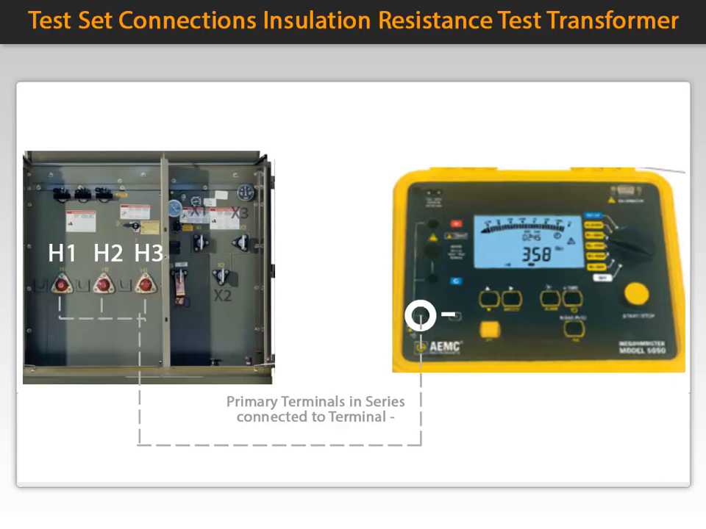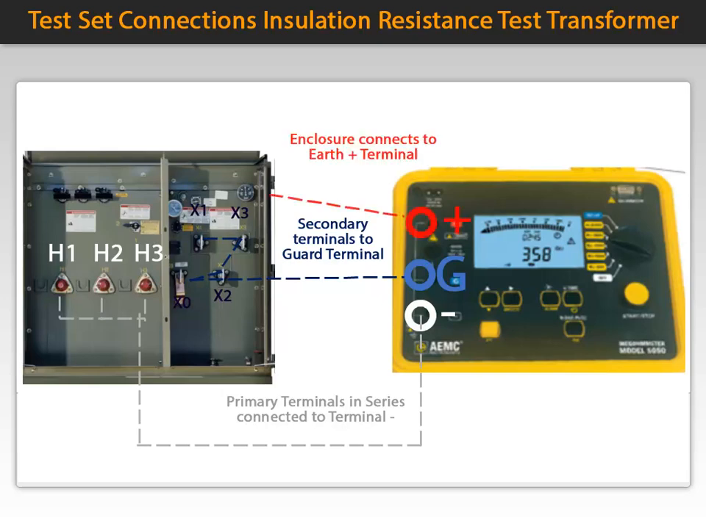Next, the secondary terminals X1, X2, X3, and X0 are wired in series and then connected to the guard terminal on the test set. The enclosure should be clamped and connected to the plus terminal. It is also important that the transformer be firmly grounded. Now the transformer is ready for testing.